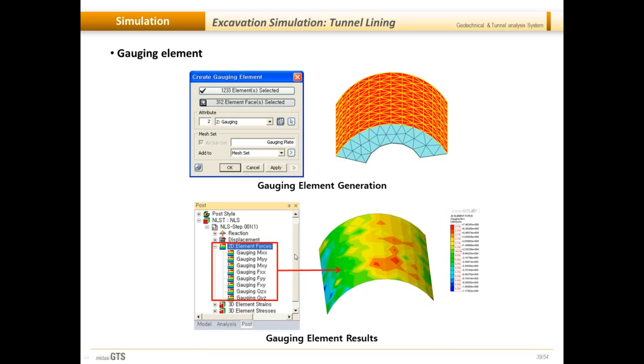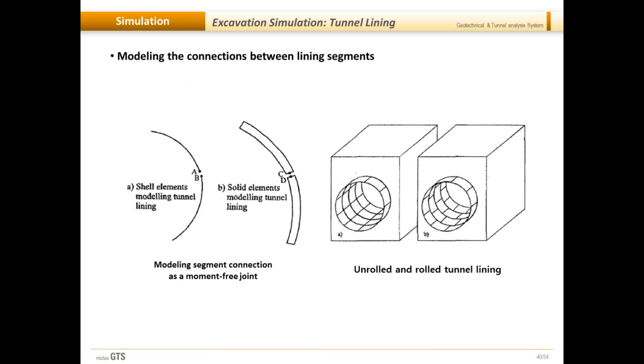So as you can see, from these gauging elements you can extract the moment values, the force values, the shear values directly for designing. Thus, the advantage of using this gauging element is that you can capture the volume effect as well as the structural force effect from the same element. So this is how you model tunnel lining.